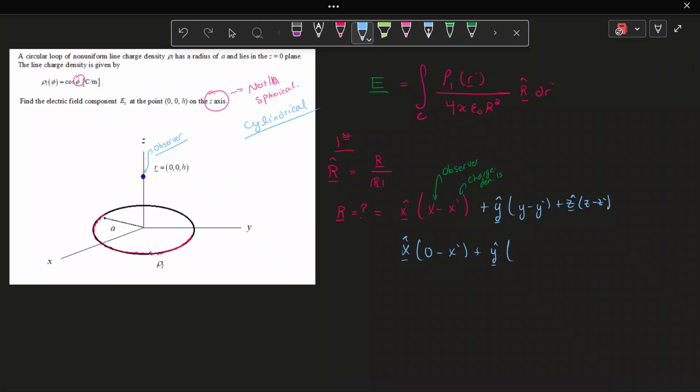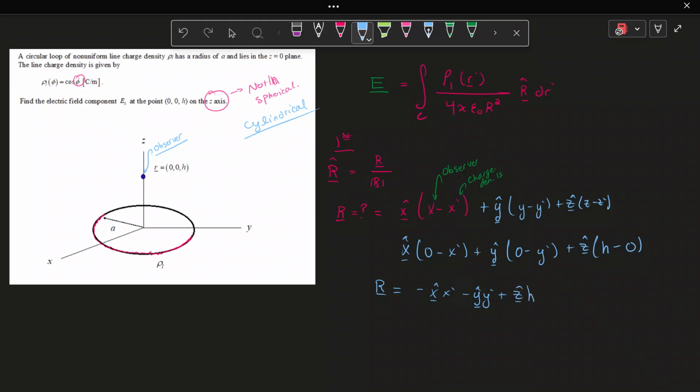Now we do plus y hat. Again, what is the y component of the observer? Well, that's 0 minus, does the charge density depend on y? Yes, it does. Y prime, plus z hat. Now, does the observer have a z component? Yes, it does. It says it's h. Now, does our charge density vary with z? No, it doesn't. It's lying on the xy plane, or the z equals 0 plane. So this is 0. Now we can rewrite this: r is equal to negative x hat x prime minus y hat y prime plus z hat h.